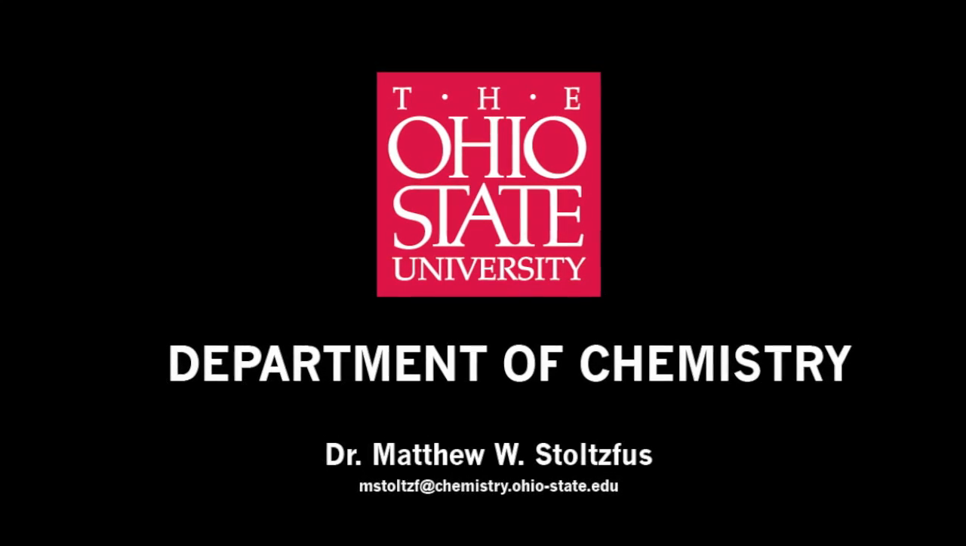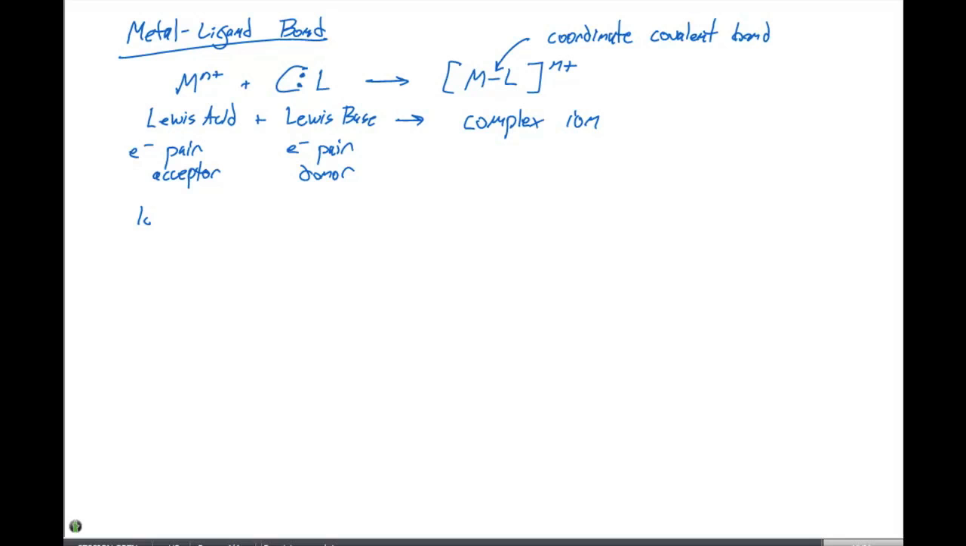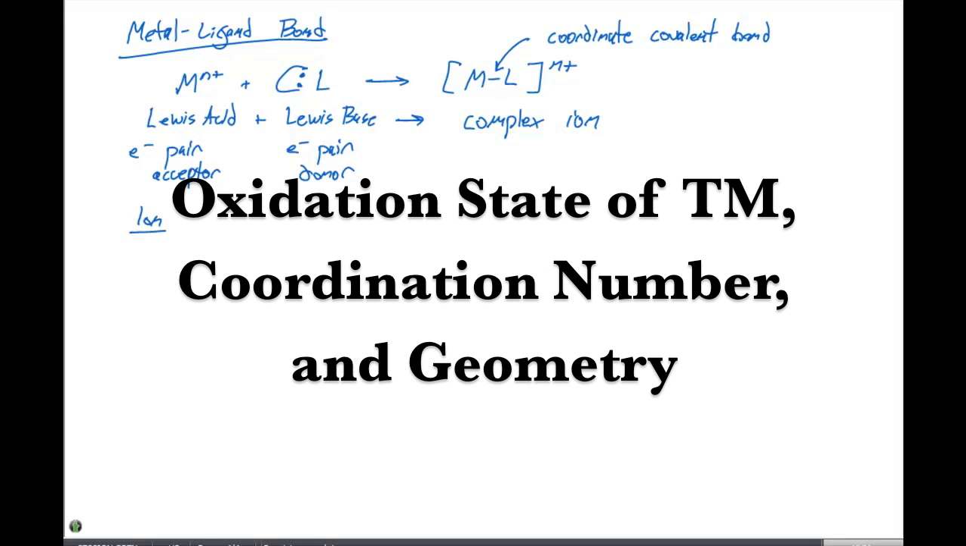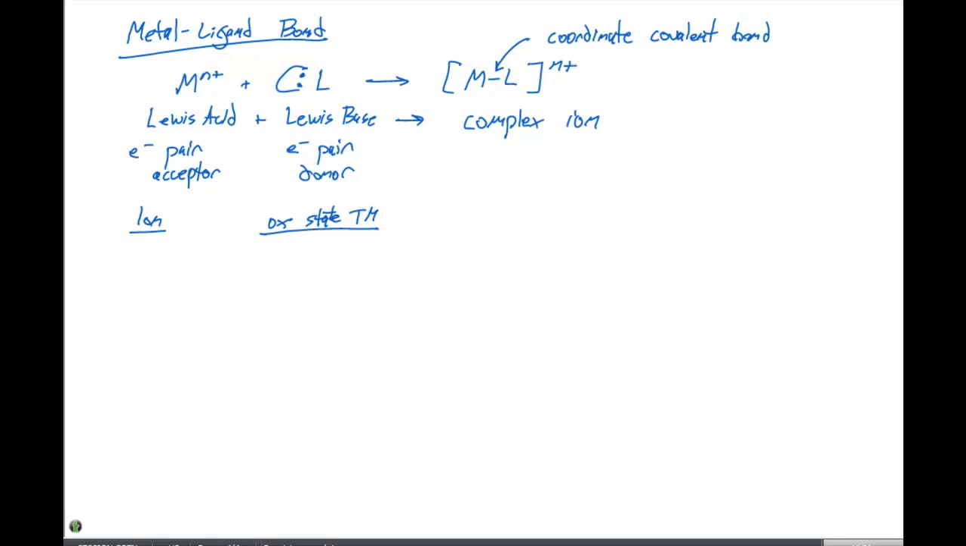So what I want to do is look into some examples of ions or complexes, the oxidation state of the transition metal in these particular complexes, the coordination number, and the geometry. So if you're given a particular complex or an ion, you should be able to determine the oxidation state of the transition metal, the coordination number, and you need to be able to predict the geometry. These are some very, very common questions that you will see.